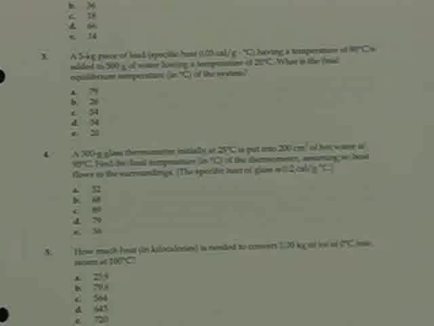Number 3, a 5 kilogram piece of lead with a specific heat of 0.03 calories per gram per degree Celsius, having a temperature of 80 degrees Celsius, is added to 500 grams of water having a temperature of 20 degrees Celsius. What is the final equilibrium temperature in degrees Celsius of the system?